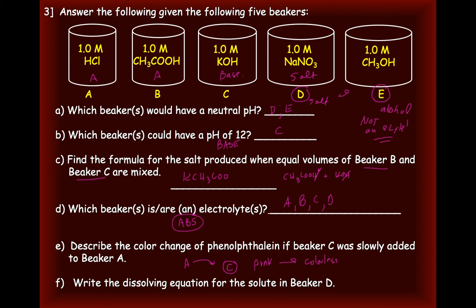Right? All right. If you want the dissolving equation for the solution in beaker D, you would say NaNO3 goes to Na+ plus NO3-. That was just a simple dissolving equation, a little Regents review there. Sounds good to me. Moving on.